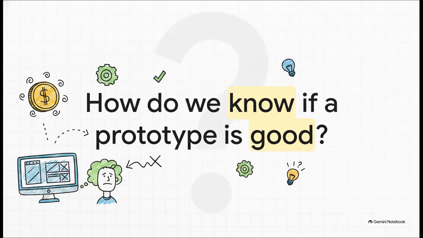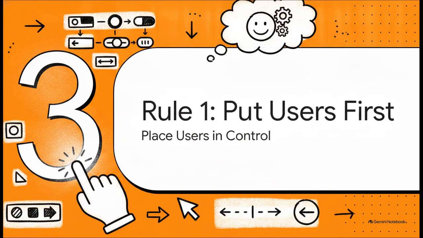But wait, that brings up the million-dollar question, right? You built the slick prototype, but how do you know if it's actually any good? Just because it looks gorgeous doesn't mean it works for a real, living, breathing human being. And that leads us perfectly into Section 3, and the core of this explainer: the 3 golden rules of UI design. Let's tackle rule number 1, put users first.